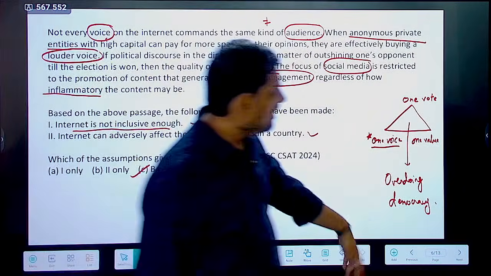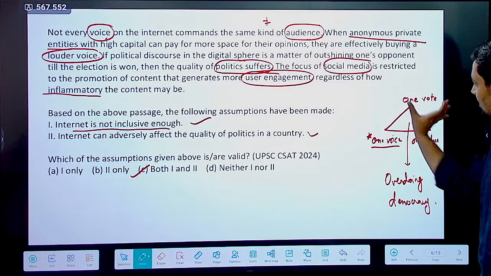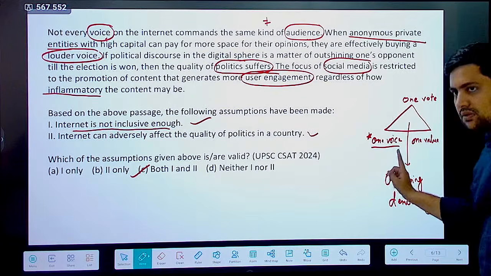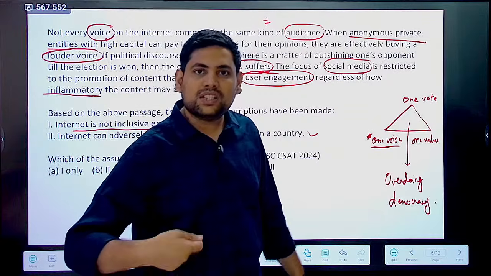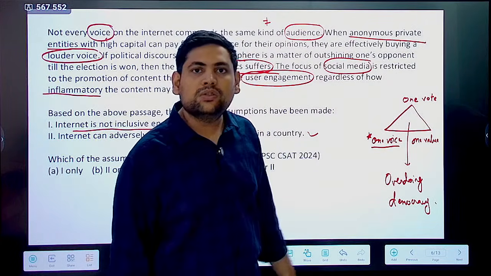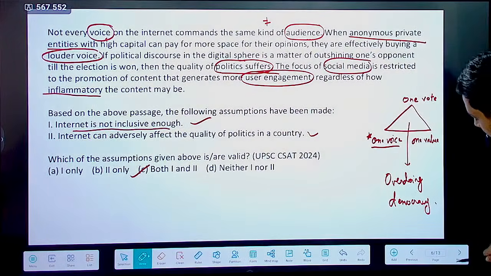This I have written, like there is a book called Overdoing Democracy where it talks about how India has achieved one vote, one value. Now we need to achieve one vote, one value, one voice also. That is, every person should have the same or equal voice also in a democracy. That is a principle we need to strive for. So sometime if you want to use in GS. Then next.